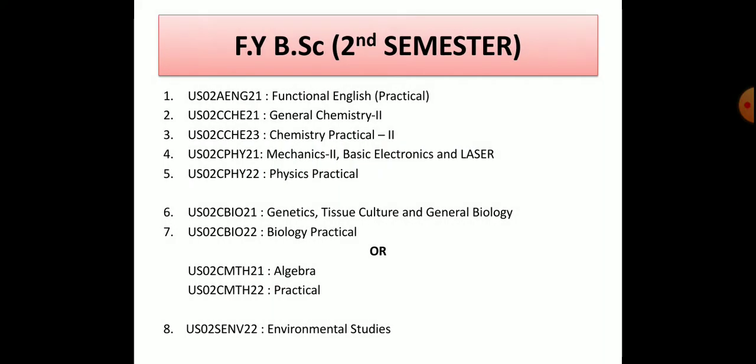Here a total of 8 subjects are listed. There are a total of 8 subjects you have to study in F.Y.B.Sc second semester. They are listed as follows. The first one is US02 AENG 21, that is Functional English Practical. Paper 2 is US02 CCHE 21, that is General Chemistry 2.